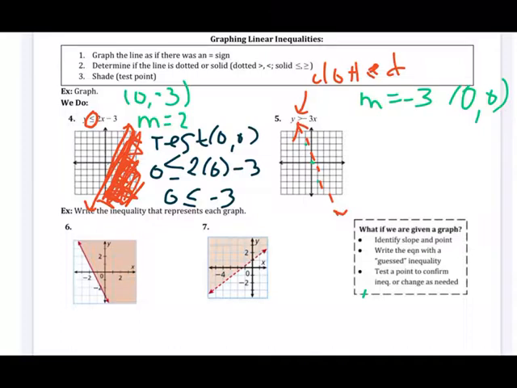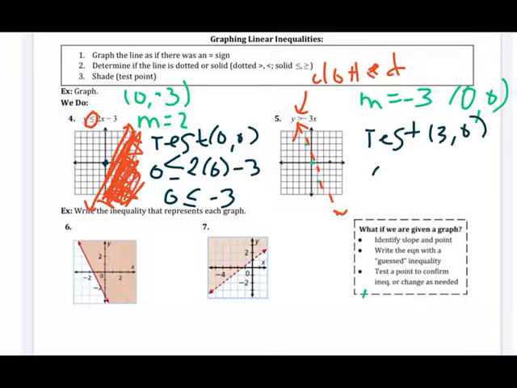Now I can't pick (0, 0) as my tester point because (0, 0) is one of the points that I just used to graph this line. So I need to choose any other point. Again, this looks to me like it says greater than, which makes me think I'm going to shade this side, which looks like it's above the line. But to be sure, I'm going to pick a tester point. I'm going to pick this point right here because that looks definitely to be on the right of this graph. That point is (3, 0). So I'm going to test the point (3, 0).